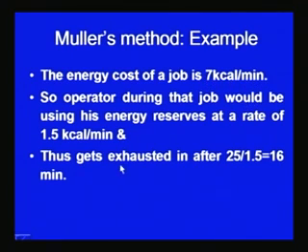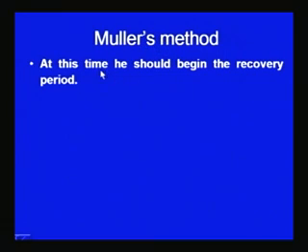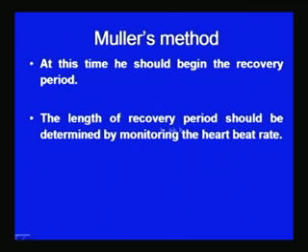Then the worker can continue to do the job only for 16 minutes, and after 16 minutes of duration he should be given rest. The rest should be allowed for a period until his breath rate comes to normal and his heartbeat rate is also normalized. At this time, that is after 16 minutes, the worker should begin the recovery period, and the length of the recovery period should be determined by monitoring the heartbeat rate.